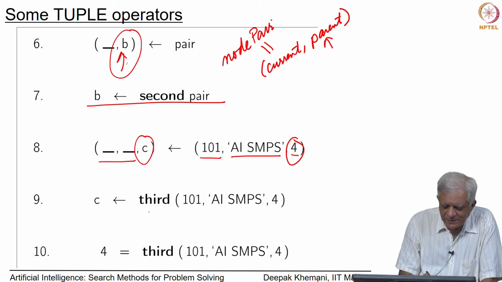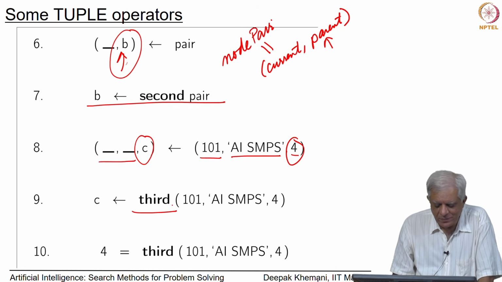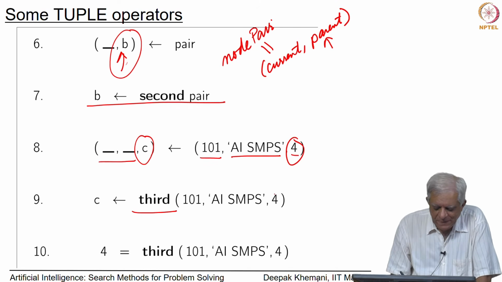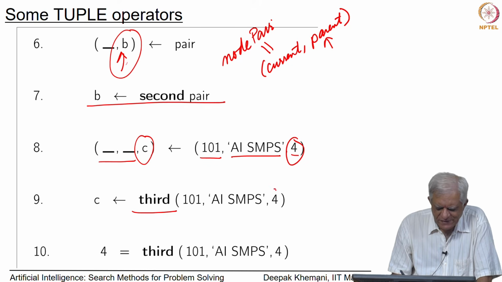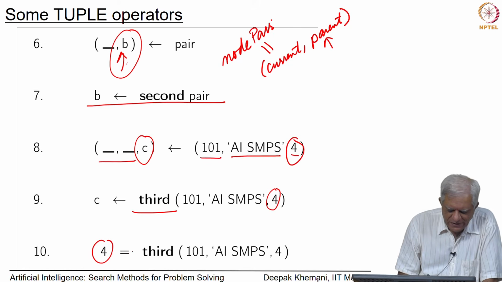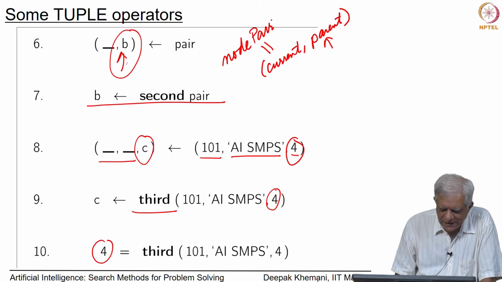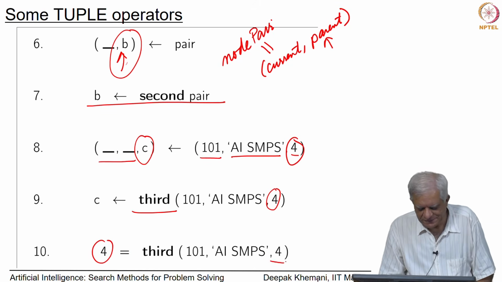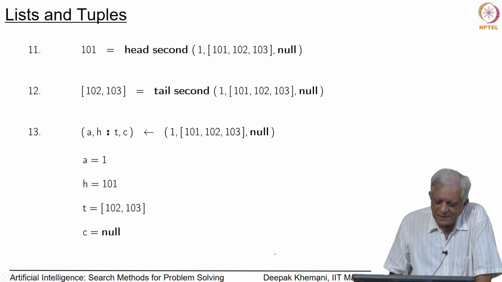We could have got, as before, the third element by an operator called third, which again gives us the same value essentially. We can even write this equality and say that 4 is the third element of this list here. So, let us look at one more example here. So, what do we have here?